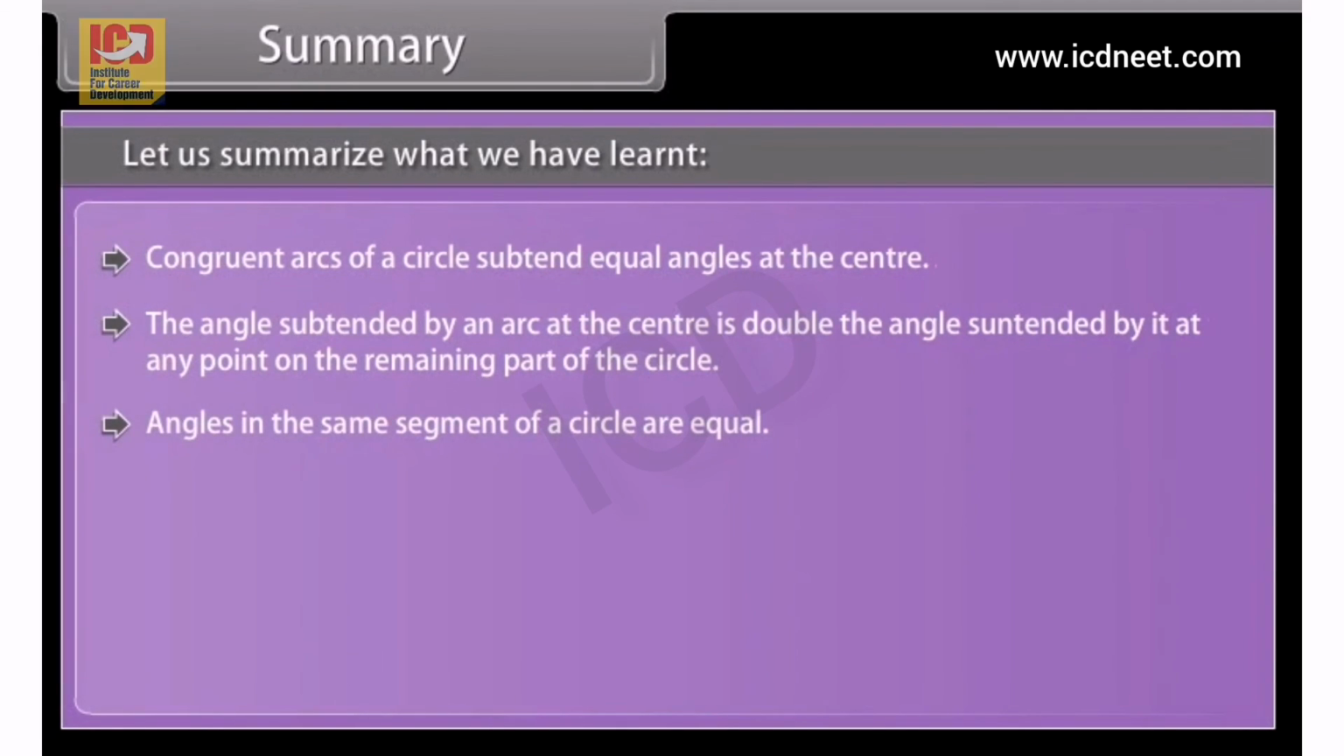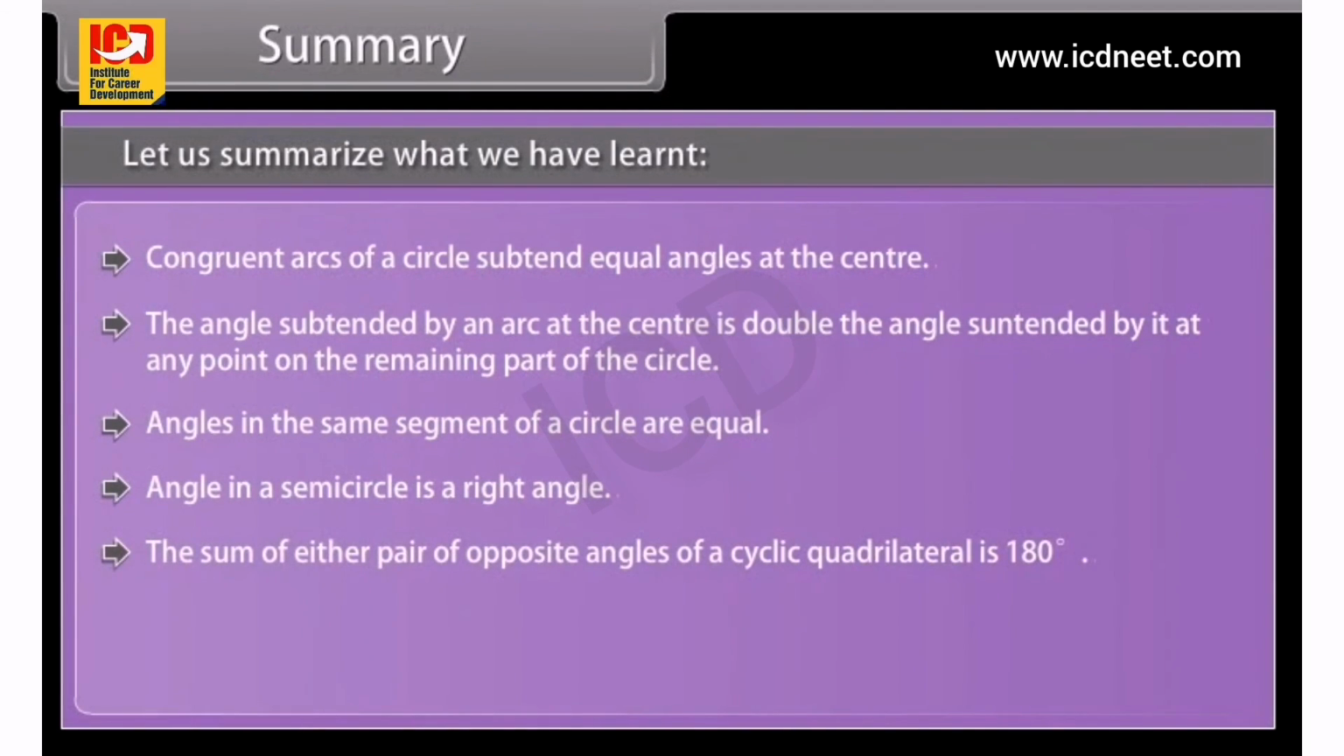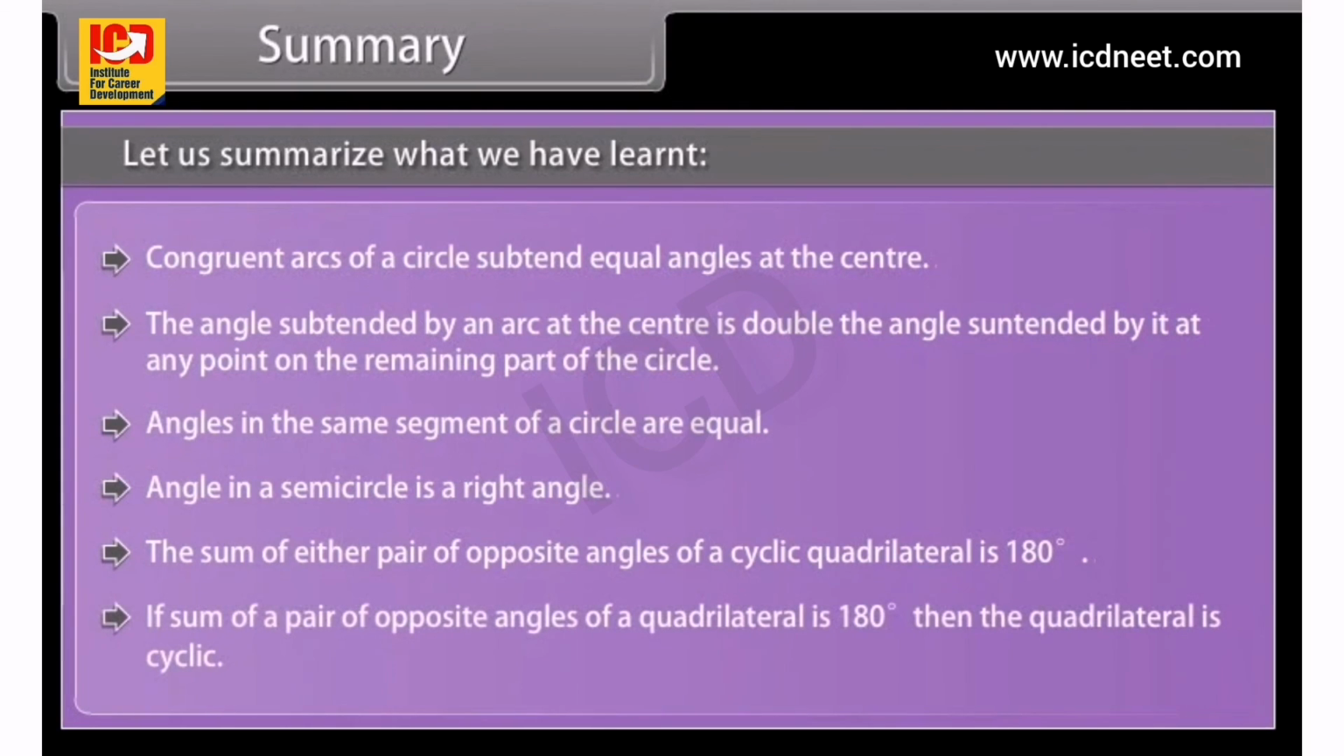Angles in the same segment of a circle are equal. Angle in a semicircle is a right angle. The sum of either pair of opposite angles of a cyclic quadrilateral is 180 degrees. If the sum of a pair of opposite angles of a quadrilateral is 180 degrees, then the quadrilateral is cyclic.